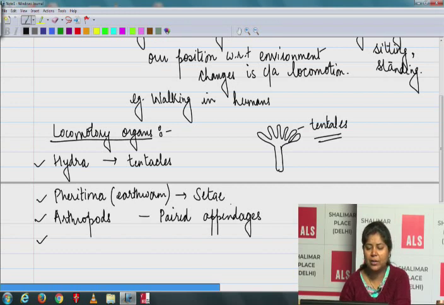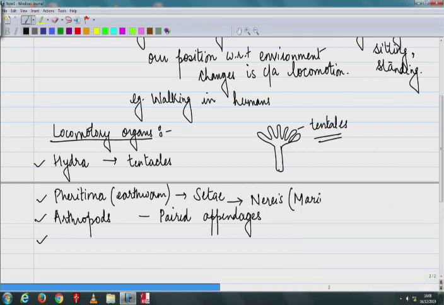Now one more, annelida. Annelida should have been placed over here before arthropoda, just missed it out, sorry. We have an annelid called Nereis. This is a marine annelid, and the locomotory organ they have is parapodia. Parapodia happen to be their locomotory organs.